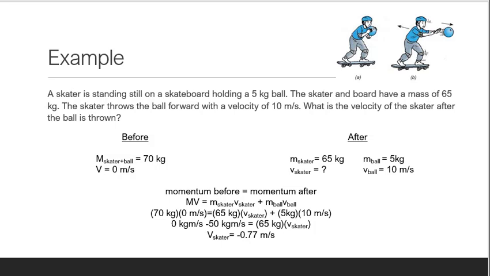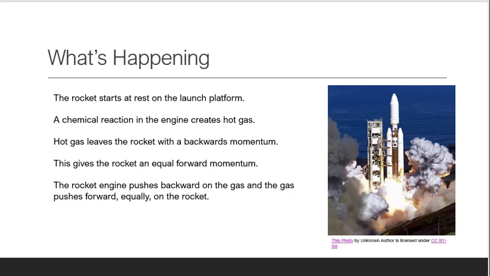So work all this in your mind a little bit, put that piece there, and let's apply it straight to the rocket. The rocket starts off at rest on the launch platform. There's a chemical reaction in the engine and it creates hot gas. The hot gas leaves the rocket. It has a backwards or downward momentum, which forces the rocket upward. And then as the rocket goes up, the rocket engine continues to push backward on the gas, and the gas pushes forward equally on the rocket, and so it keeps climbing.